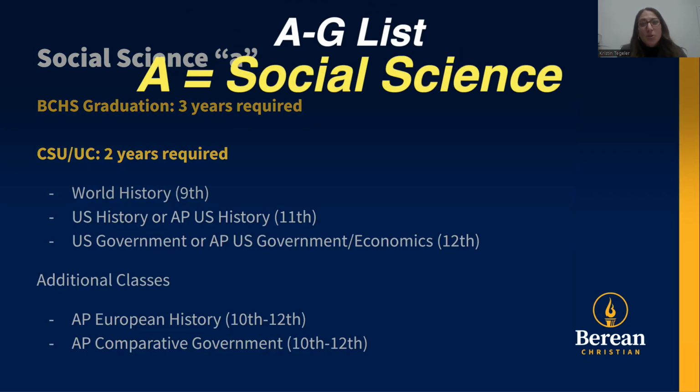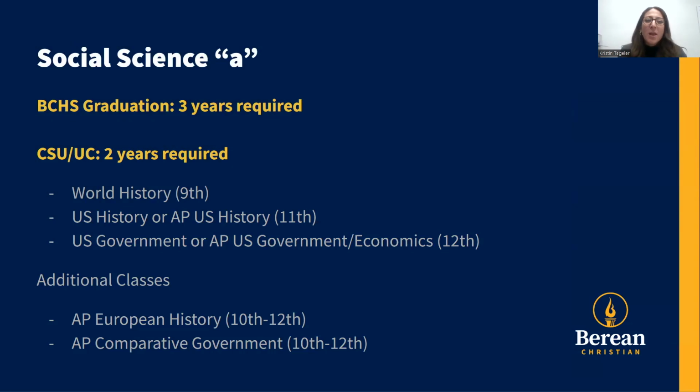Area A is what we call the social science. This is our histories as an example. And so for Berean graduation, students need 3 years to graduate with this. And so that already is going to surpass what the eligibility requirement is for the colleges. So that's perfect, especially anytime a student goes above and beyond what that minimum requirement is. They're in really good shape for those colleges.